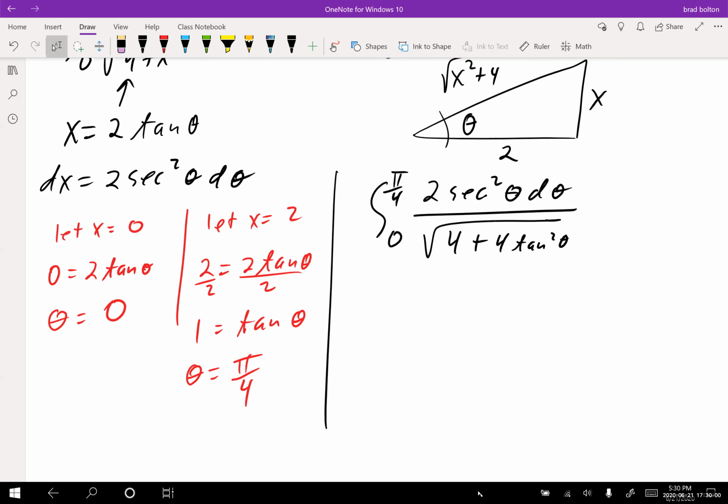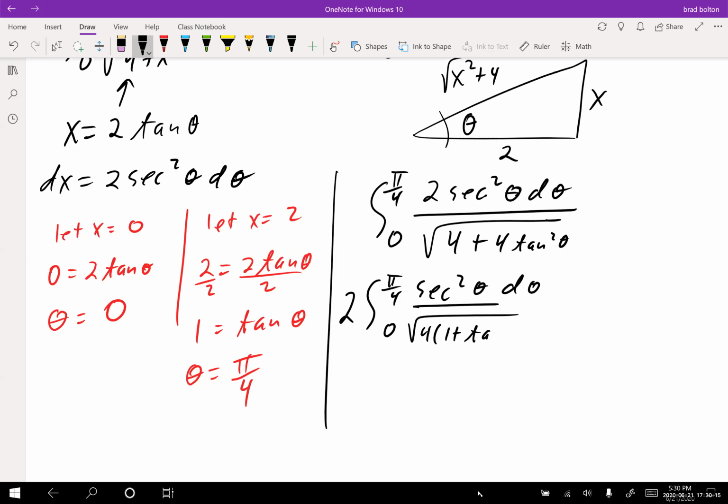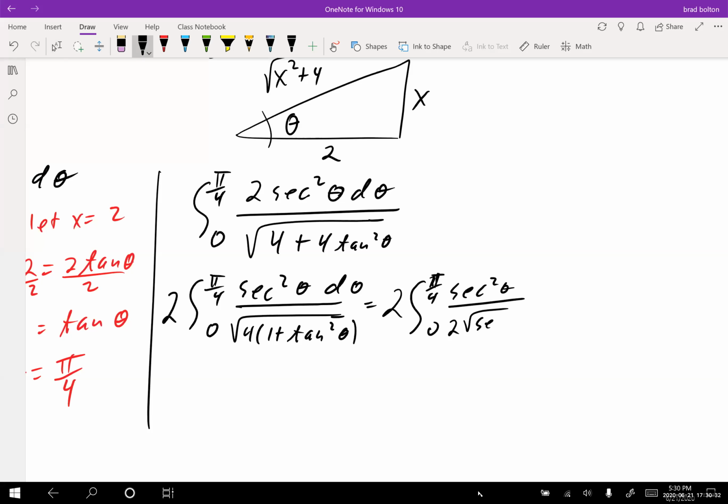All right, so hopefully you started with the denominator, which should be cleaned up a little bit. I can take this 2 out as well. So this becomes secant squared theta d theta all over the square root of 4 times 1 plus tan squared theta. Hopefully you're starting to see that this is secant squared theta over, we can take this 2 out, and this will leave me with secant squared, because 1 plus tan squared theta is secant squared theta. The 2's cancel.